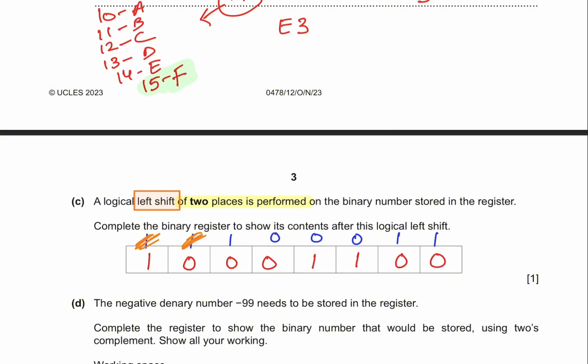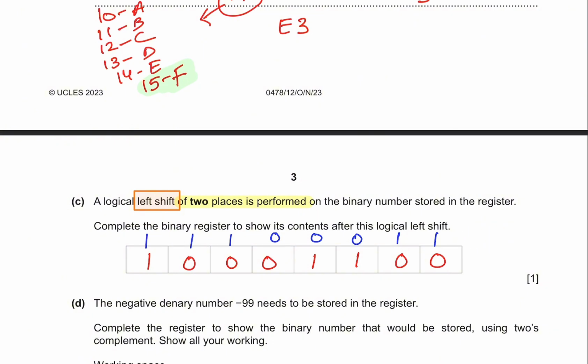The other two zeros will get added on the right hand side. Logical shift left means the numbers will get cancelled from the left hand side. That is a logical left shift of two places. If the question was saying logical left shift of 3, then 3 numbers from the left hand side will get cancelled, and then on the right hand side zeros will be added. I hope it's really clear.